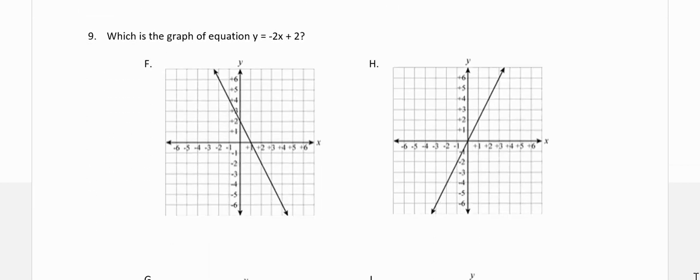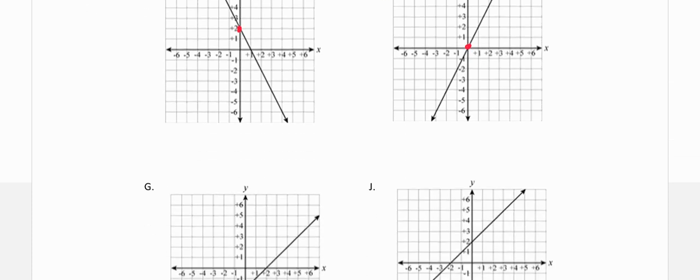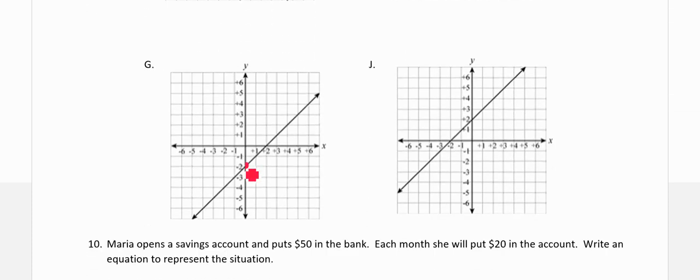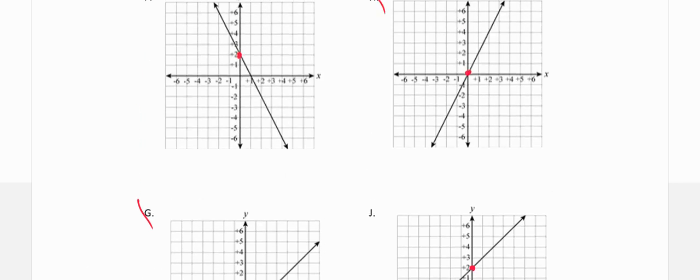Number 9, which is the graph of the equation y equals negative 2x plus 2? Okay, so let's start with what we know. First, we know that y-intercept is 2. So here has a y-intercept of 2, but H doesn't. H has a y-intercept of 0. G has a y-intercept of negative 2, so you don't want G. And J has a y-intercept of 2. Okay, so we're down to 2 possible equations.